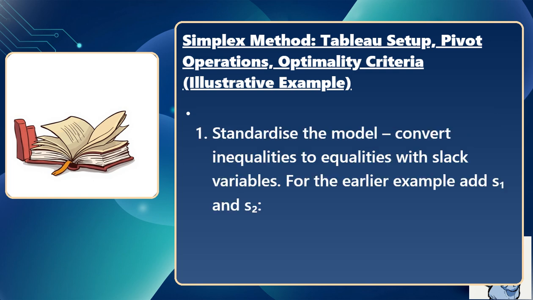1. Standardize the model. Convert inequalities to equalities with slack variables. For the earlier example, add s sub 1 and s sub 2. 2x plus 3y plus s sub 1 equals 200. Next line, x plus 2y plus s sub 2 equals 150. And x, y, s sub 1, s sub 2 are greater than or equal to 0.